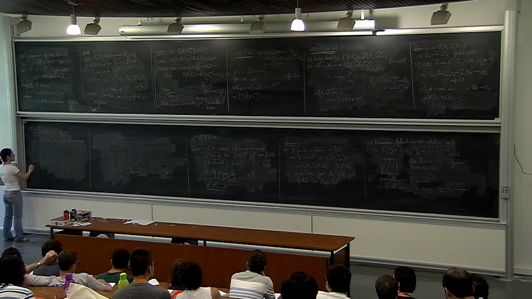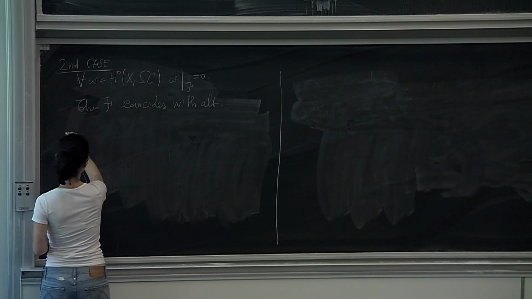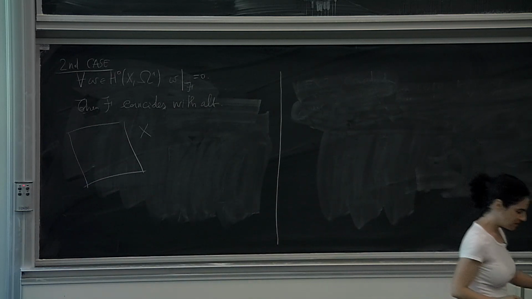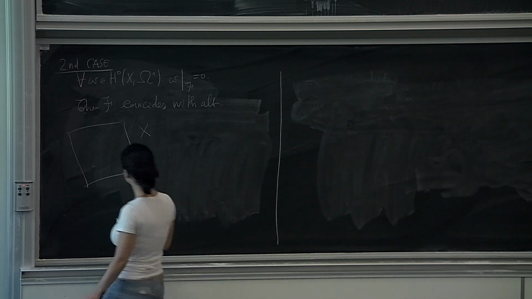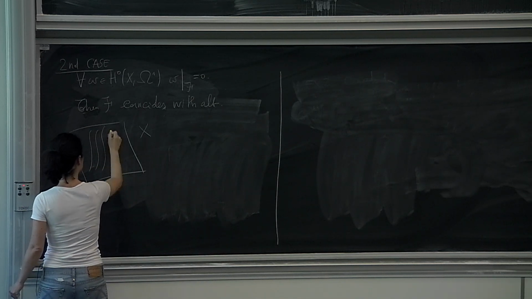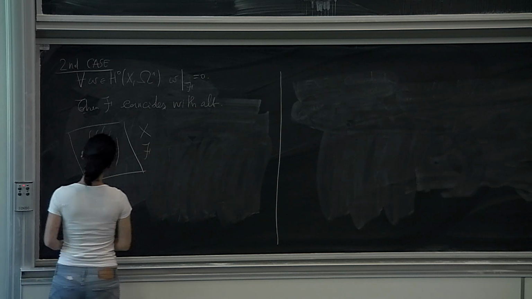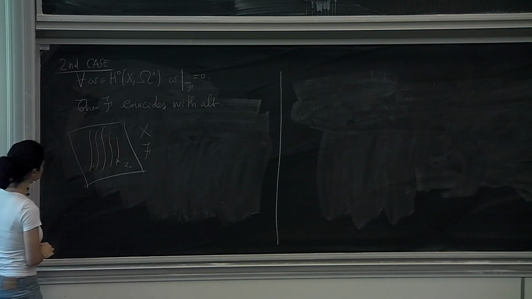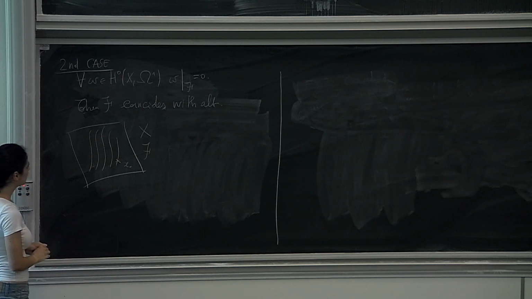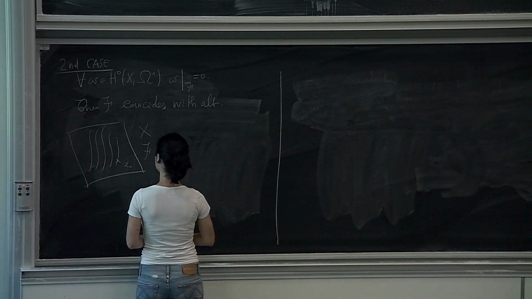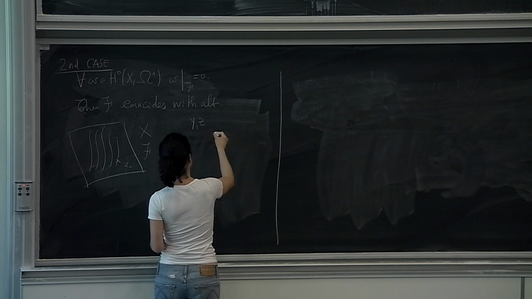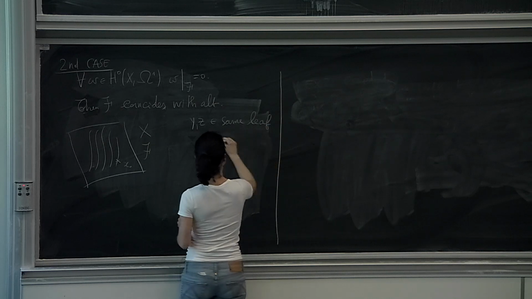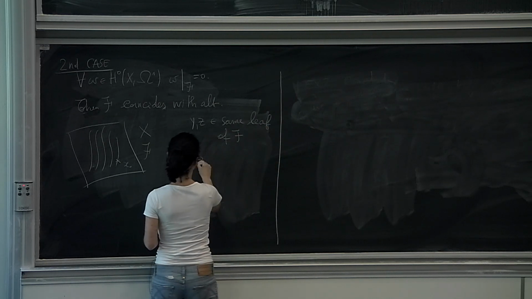So how do we do this? Well, we have our X. And this is supposed to be F. And there I fix a point x0 in here. And I want to prove that if y and z belong to the same leaf of F, then they go to the same point.